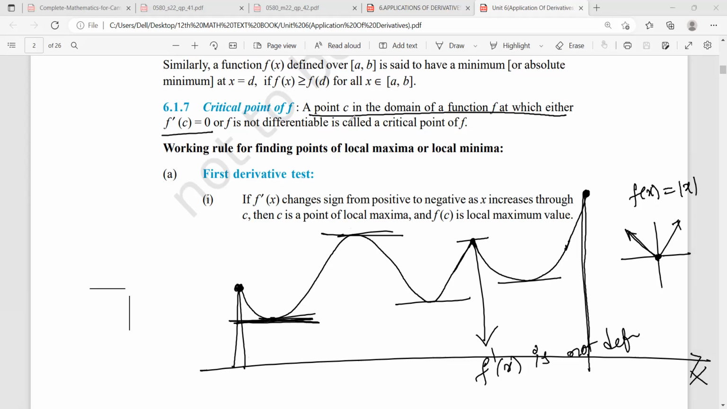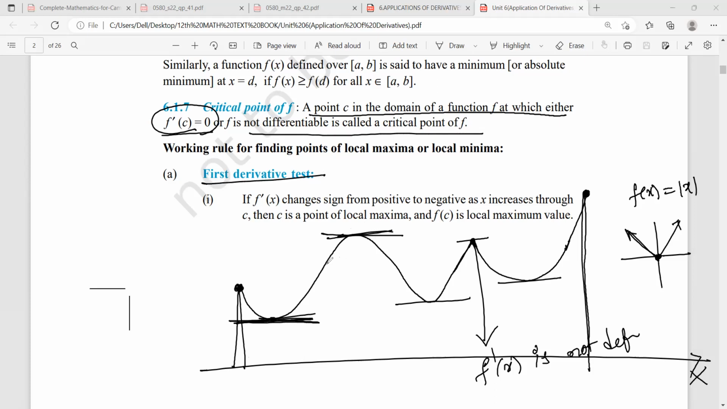So therefore, what is a critical point? Either f dash of x is 0 or f is not differentiable, that is called a critical point. Why is this a critical point? Critical point means where you will have either a maximum or a minimum. So now, what is the first derivative test?